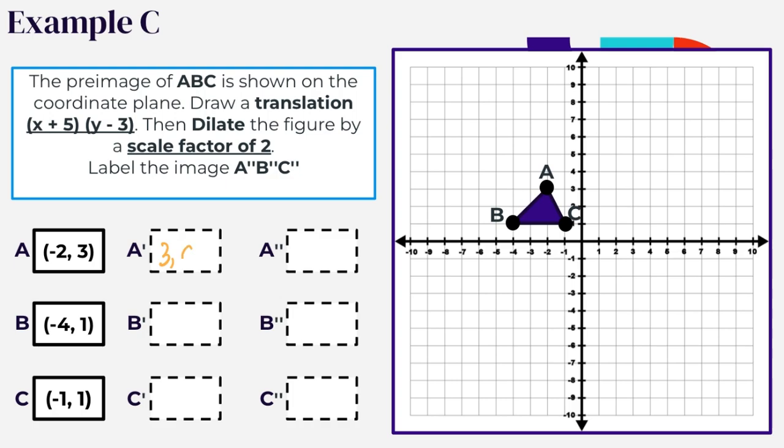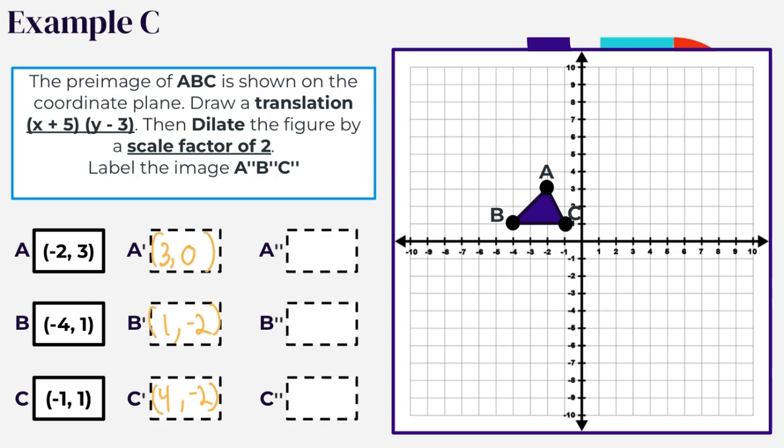3 minus 3 is going to give me 0. Negative 4 plus 5 is going to give me positive 1. 1 minus 3 is going to give me negative 2. Negative 1 plus 5 is going to give me positive 4. And then 1 minus 3 is going to give me negative 2. So I've got all my points for A prime, B prime, C prime.